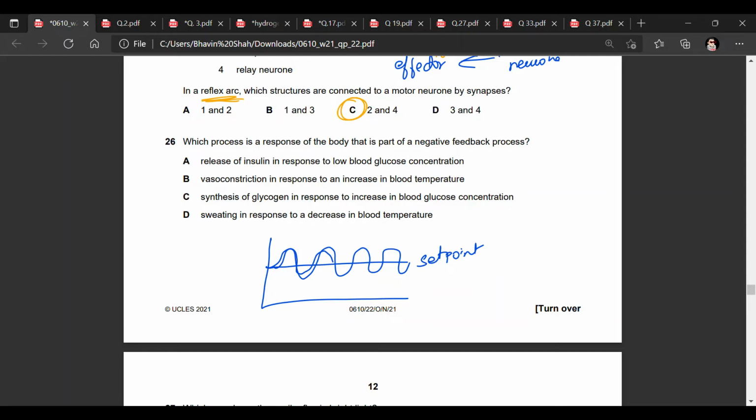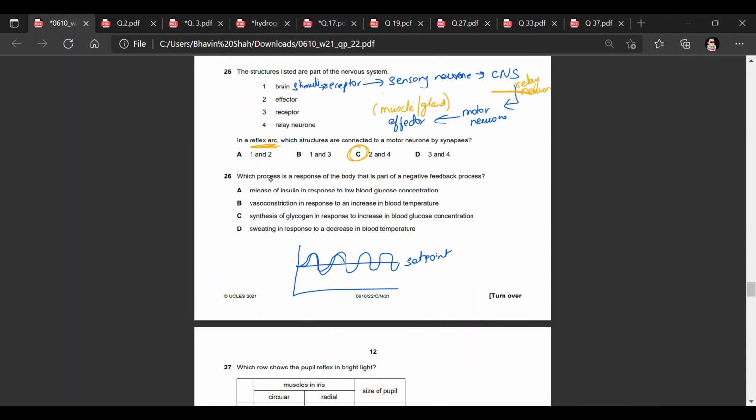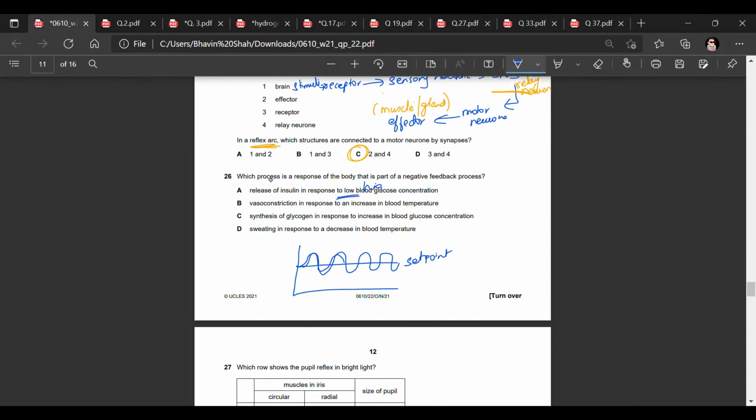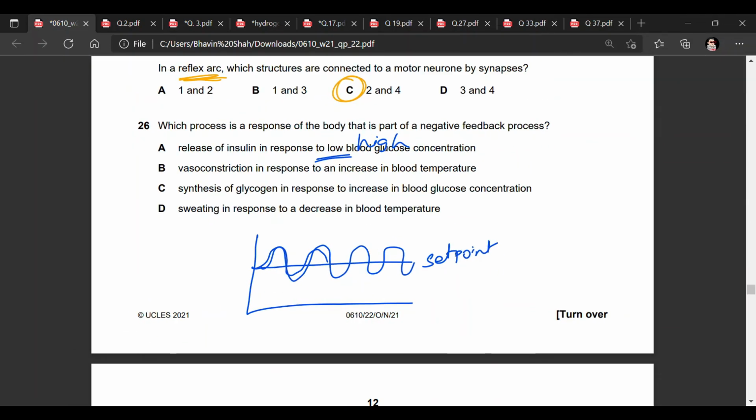Release of insulin in response to low blood glucose. Insulin will be released when there is going to be high blood glucose, not low. Okay. Now, next is vasoconstriction.